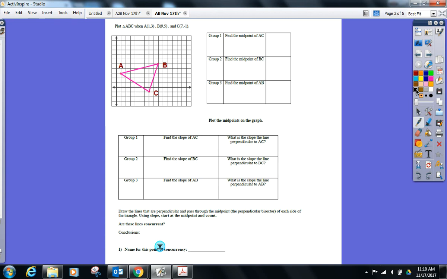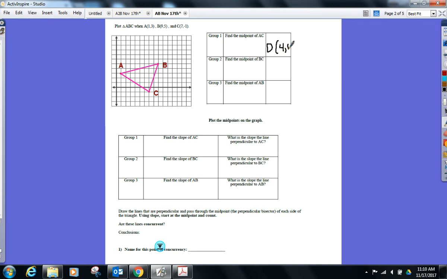Midpoint of AC, (4, 1). Can everyone call that point D for me? (4, 1), the midpoint of AC. Group 2, what'd you get for the midpoint of BC? (8, 2). Can you please call that point E, everybody? (8, 2), midpoint of BC.